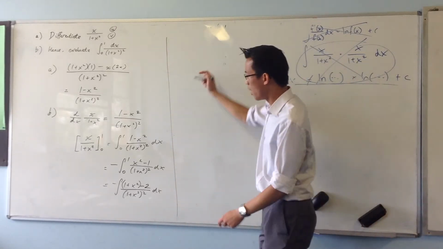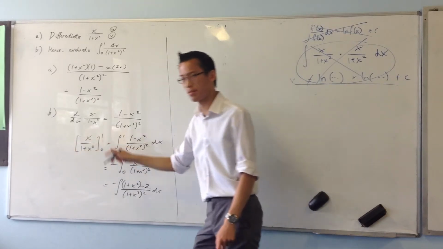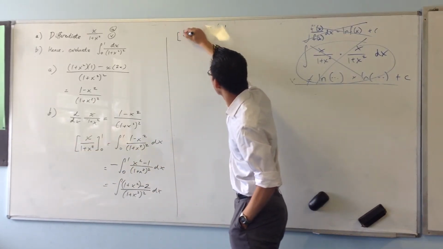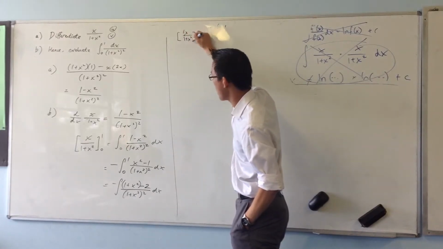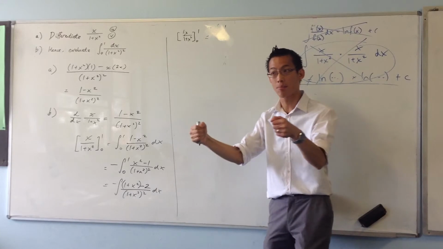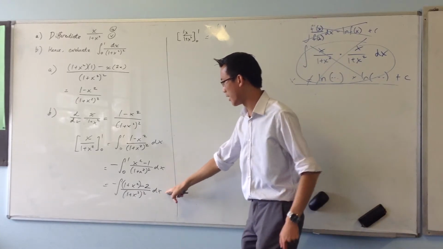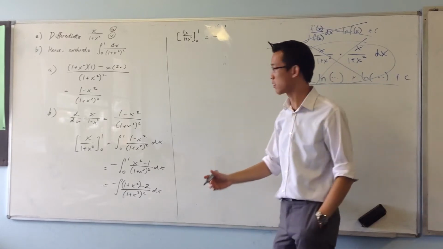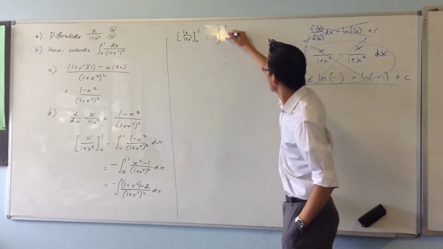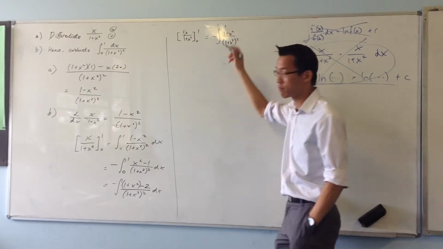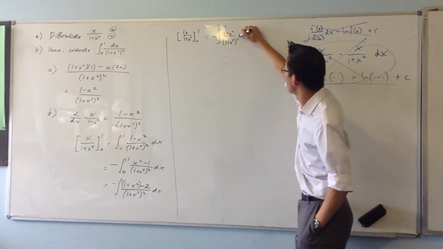Okay, what have I got? On the left-hand side, I actually have this evaluating thing: square brackets, x on 1 plus x squared, from 0 to 1. Okay, let's start to break this thing apart. What have I got here? I'm going to have minus, and I'm going to write this as 2 integrals now. So I've got 1 plus x squared on (1 plus x squared) squared with respect to x.